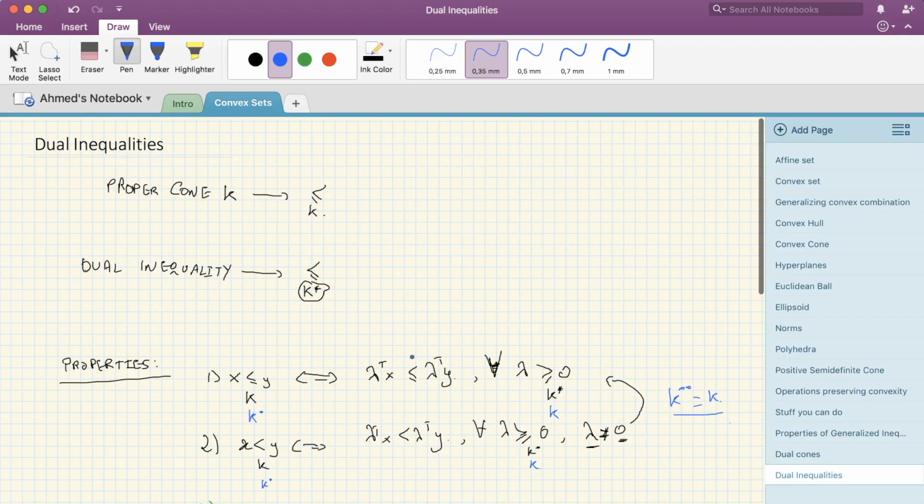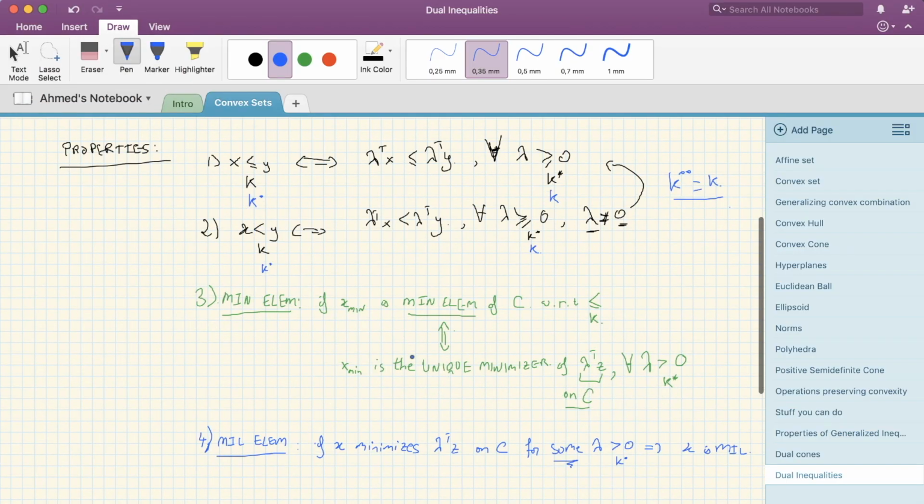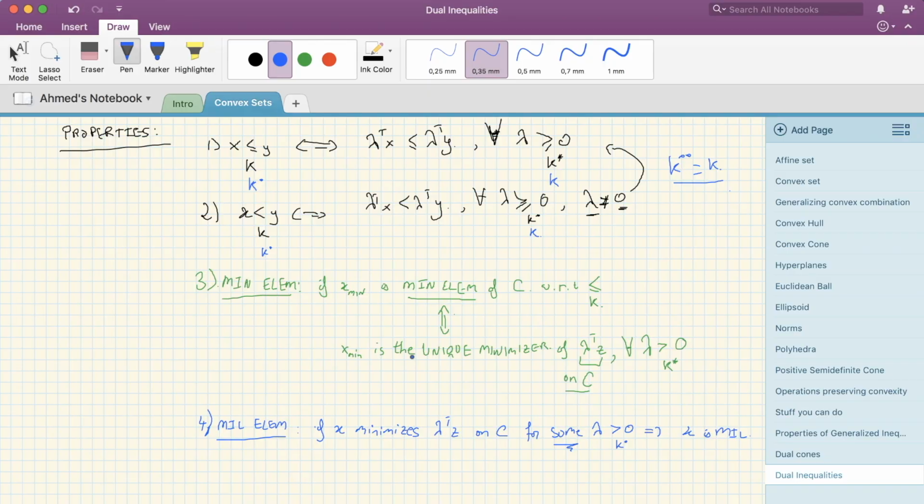In the next one, we'll be talking about more exciting stuff where we will cover all important stuff related to convex functions. Okay, I'll see you then.